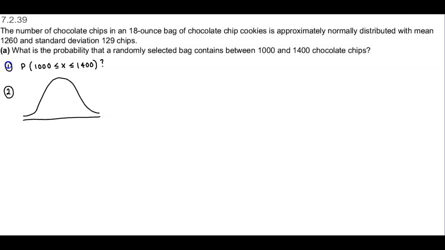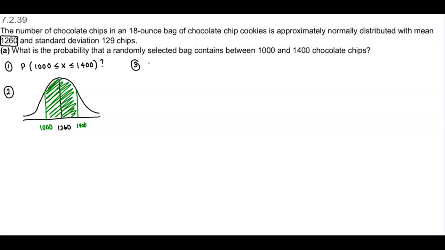We know that our mean from the question above is 1,260. So that is 1,260. And we want to find the values that are in between 1,000. So if this is 1,000 here, we also want to find 1,400, and we want to find the area of the shaded region. So what we want to do is first find the z-score.